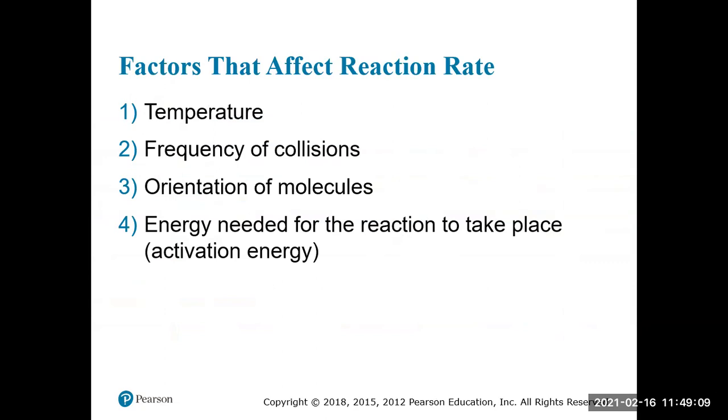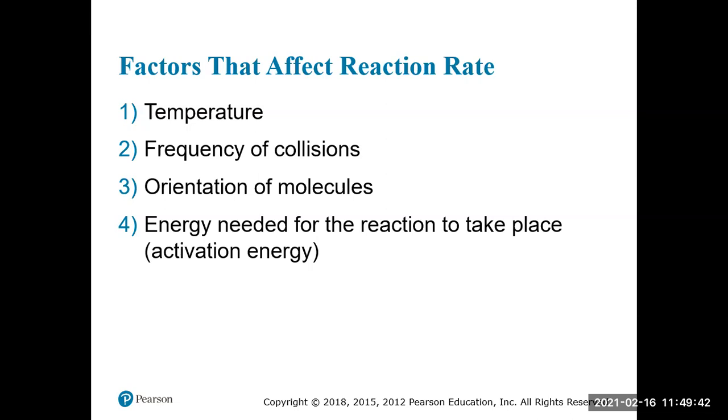One last thing I want to go through a little bit is to talk about factors that impact the reaction rate. Temperature is one. We've talked about that a little bit. But some of the others are frequency of collisions. So for reactions to occur, the molecules have to be in contact with each other. They have to have a collision, basically. So how often those collisions happen increases the odds of the reaction being successful.